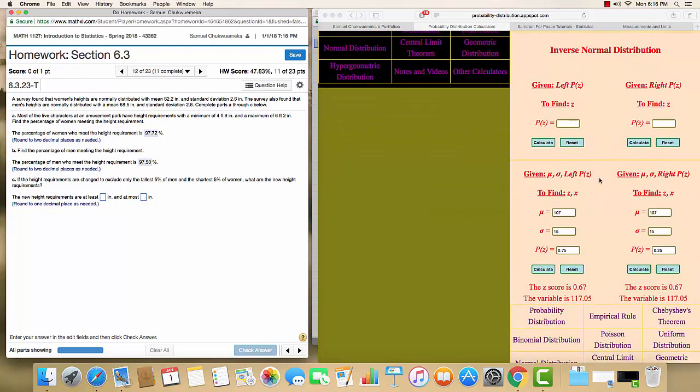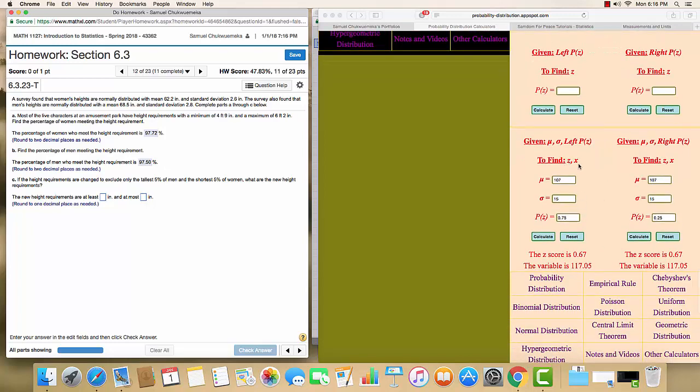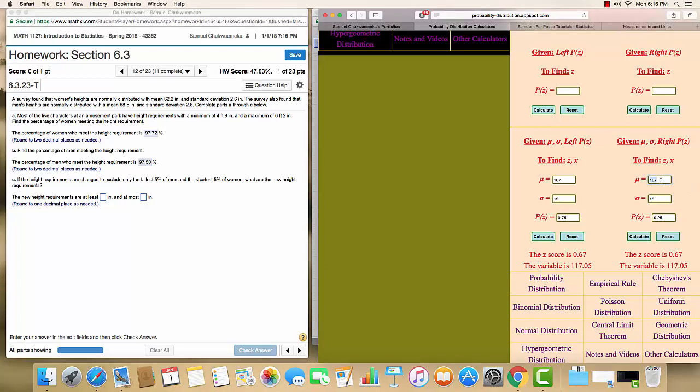And in this case, the tallest 5% of men is to the right. I'm going to use this here. And the shortest 5% of women is to the left. Okay, so let me start with this. For the tallest 5% of men, this means to the right is 0.05.